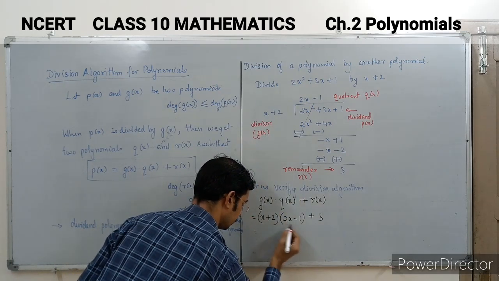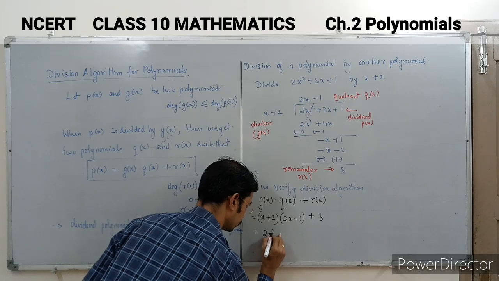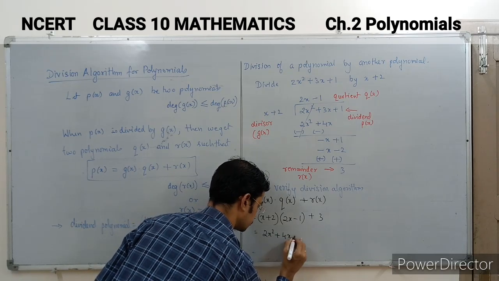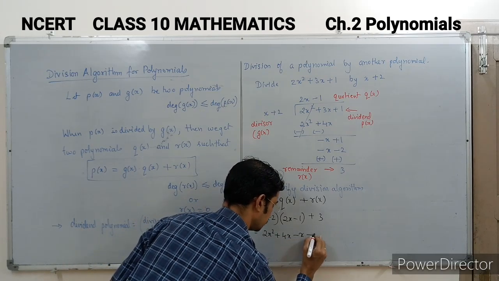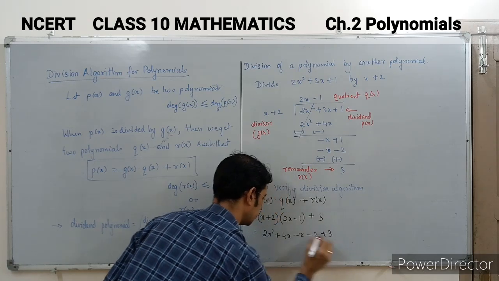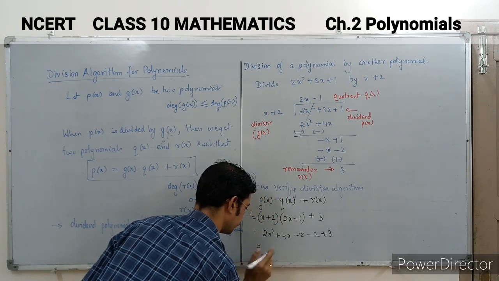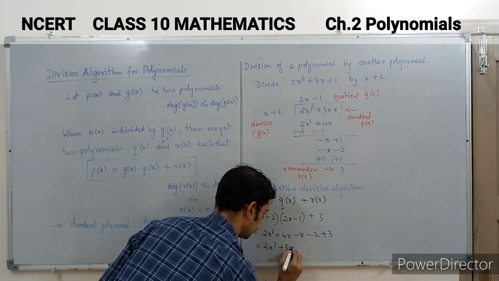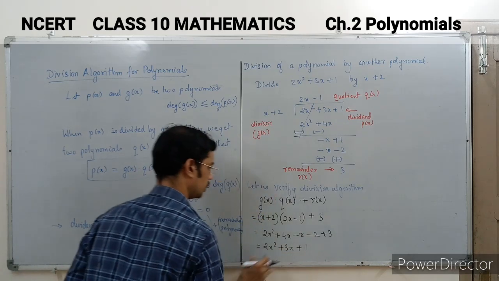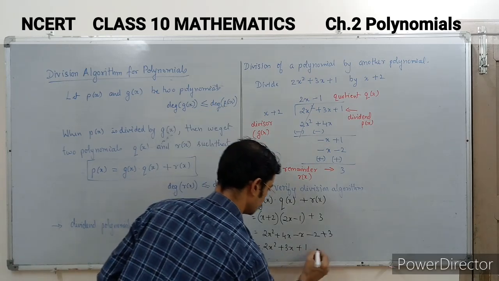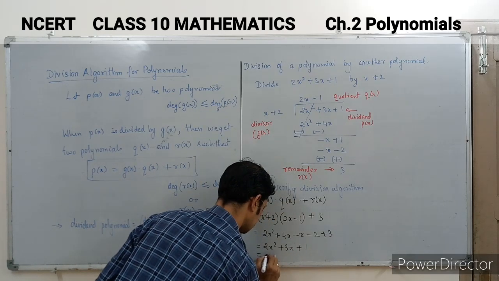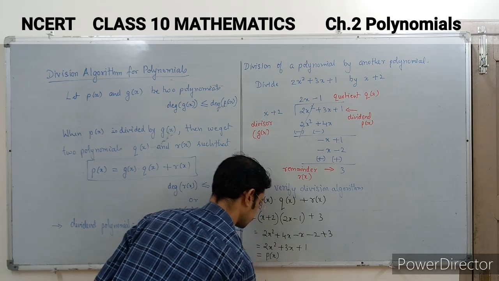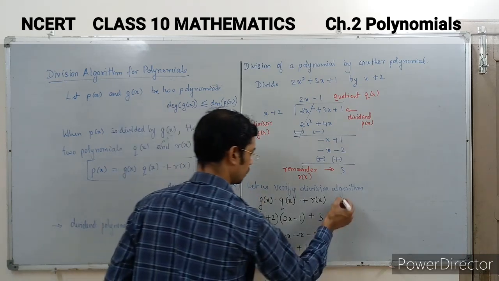So when you multiply this, you get 2x square plus 4x minus x minus 2 plus 3 as it is now. Which can be further simplified, so this becomes 2x square plus 3x plus 1. So this is nothing else but p of x. So we have verified that.